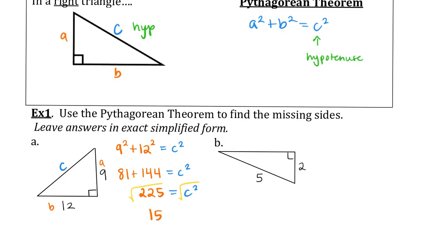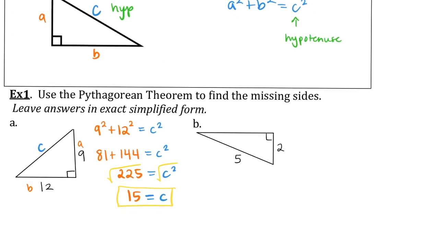Normally in algebra we say plus or minus 15. Because this is the side of a triangle, it will only be positive because we can't have a negative length. So in algebra we should think plus or minus, but since this is geometry, we're only going to include the positive. Let's look at the next one.